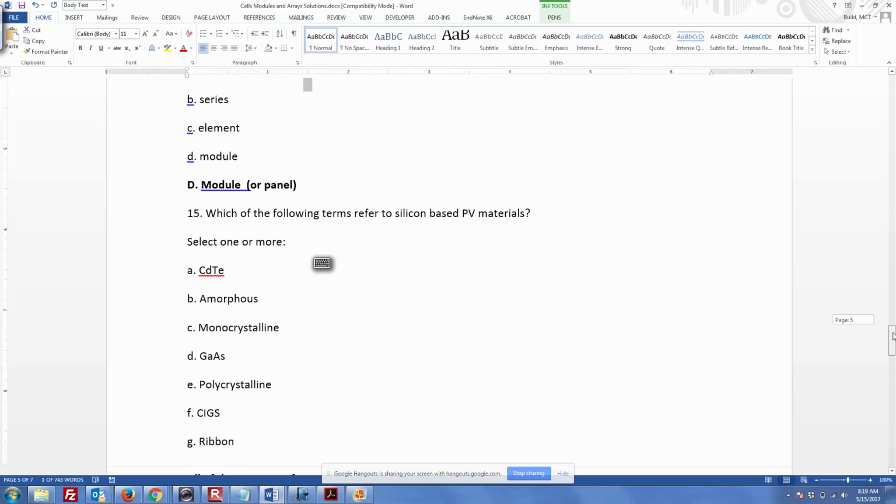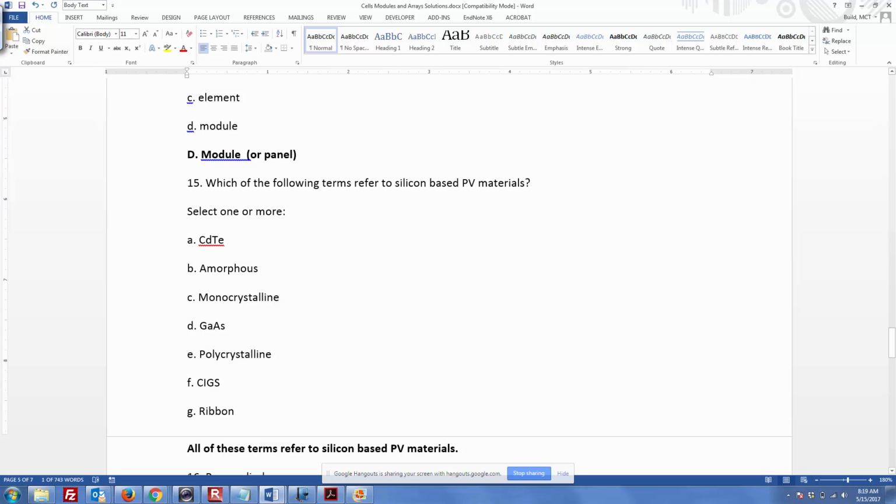Next one. Which of the following terms refer to silicon-based PV materials? Well, cadmium tellurium, amorphous, monocrystalline, gallium arsenide, polycrystalline, and CIGS, or ribbon. All of those are terms.